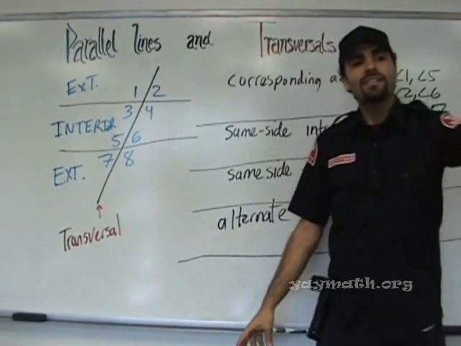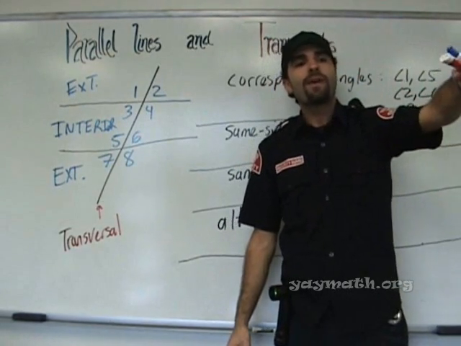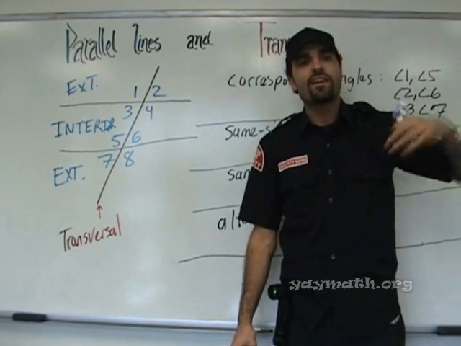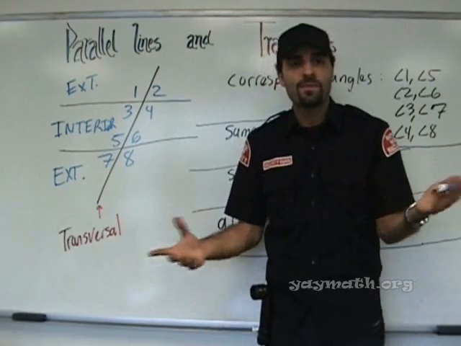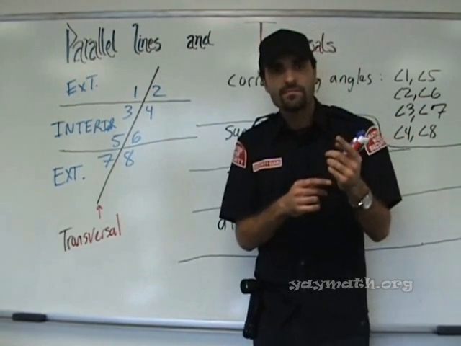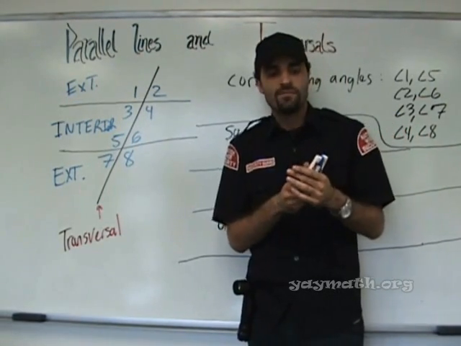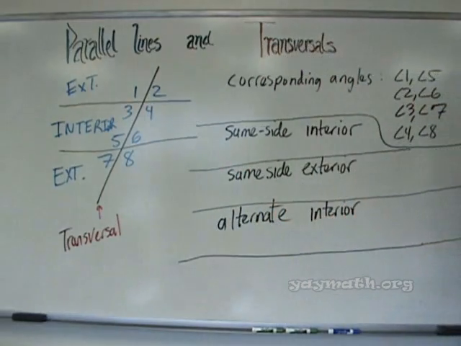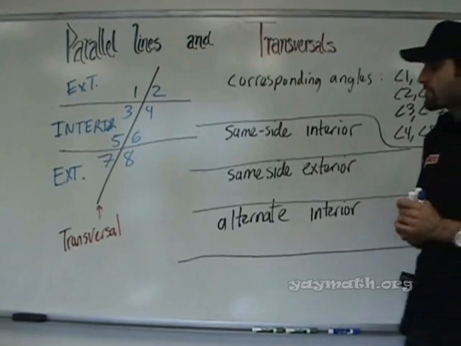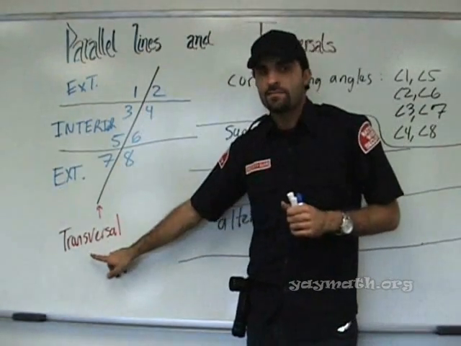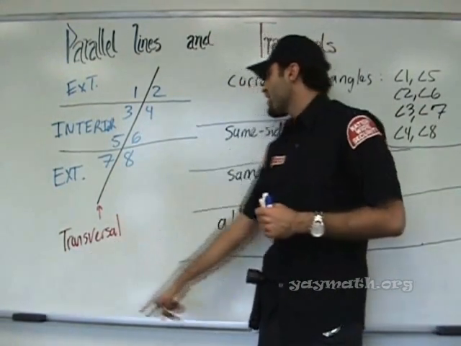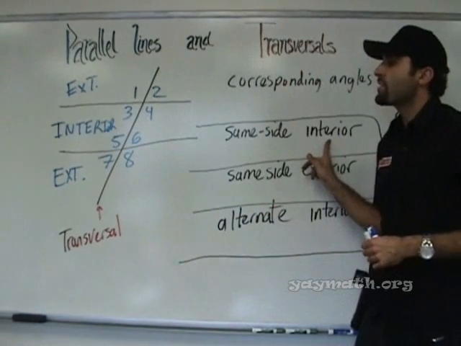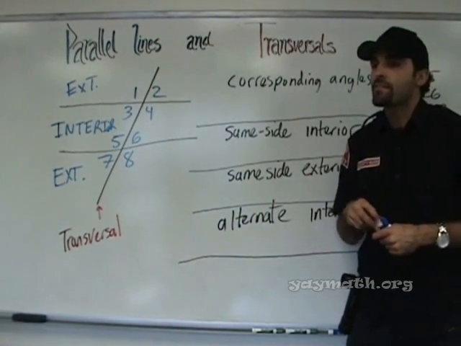You guys in the back, ask us. It's okay. If you have a question, other people do. Do you have a question? I want to help everyone. No? Okay. All right. Now let's look at same side interior. Pick 2 angles that are on the same side of this transversal that are on the interior of the 2 lines. Yes.